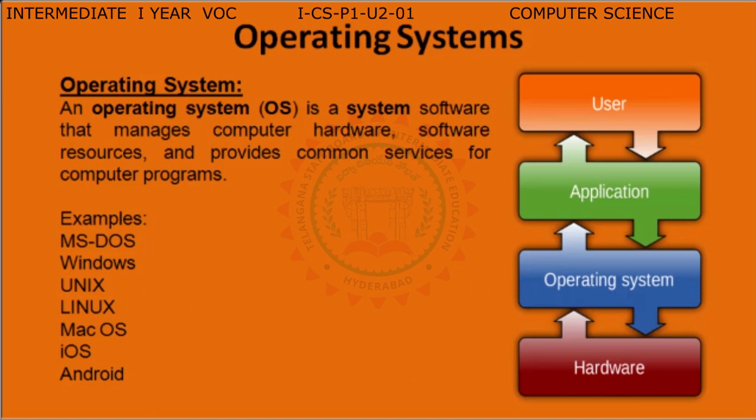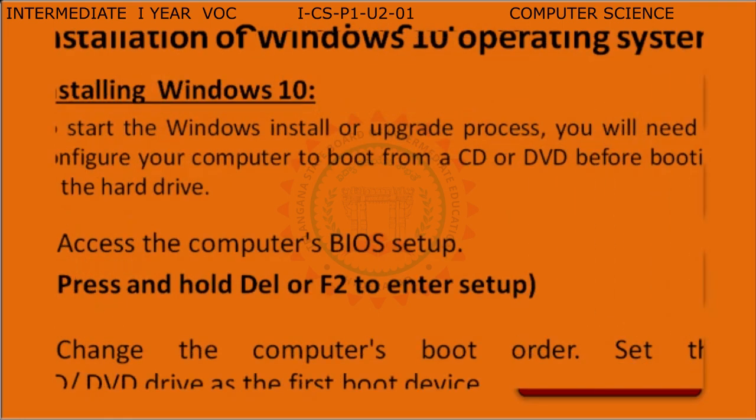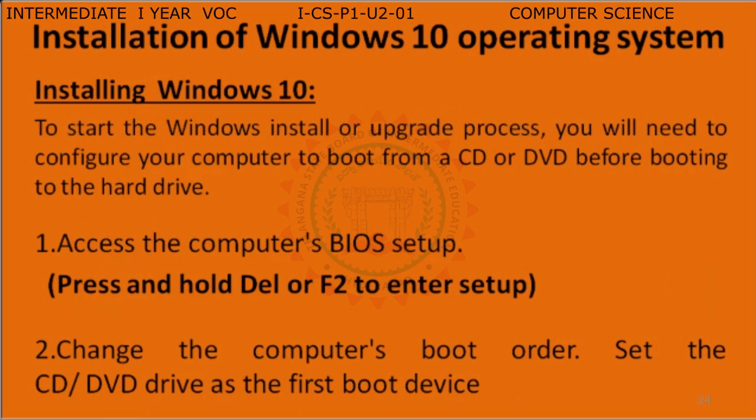Operating systems definition. An operating system is a system software that manages computer hardware, software resources, and provides common services for computer programs. Examples: MS-DOS, Windows, Unix, Linux, Mac OS, iOS, Android. Installation of Windows 10 operating system.